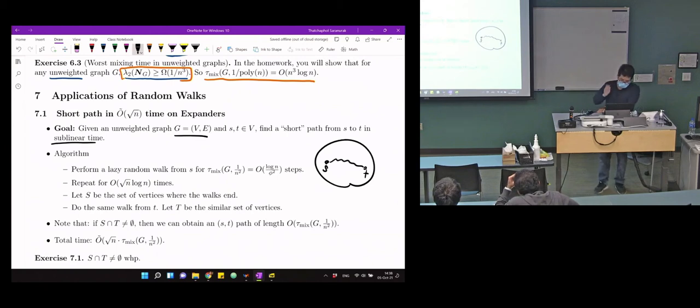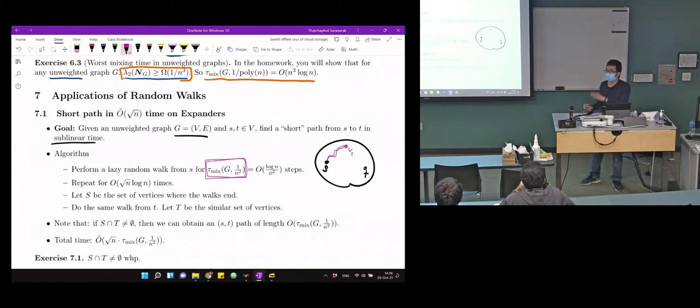So imagine this. Suppose that I do a bunch of random walks from S. I do it enough times that I end up at a random node. Let's say that I do a random walk from S for the mixing time number of steps, and I end up at V1. So this V1 is going to be a random node, at least according to its degree.